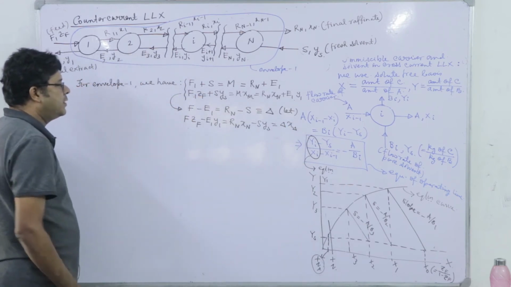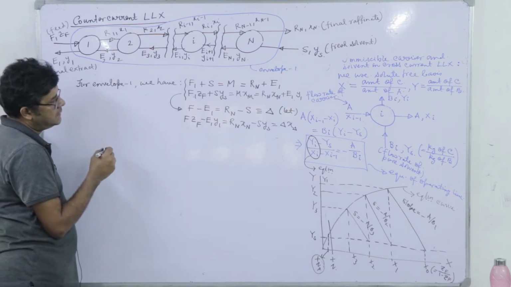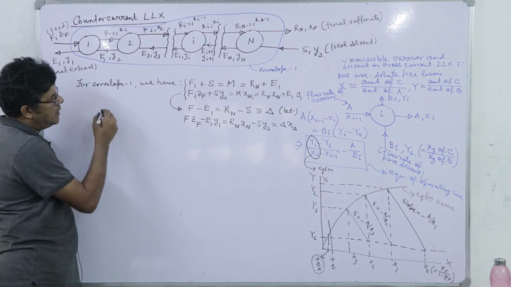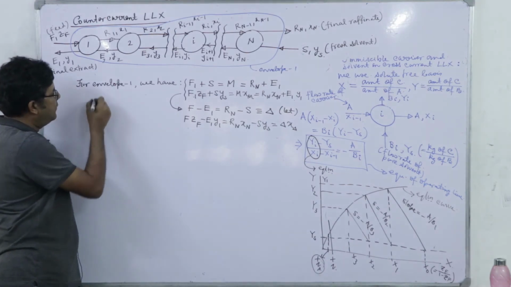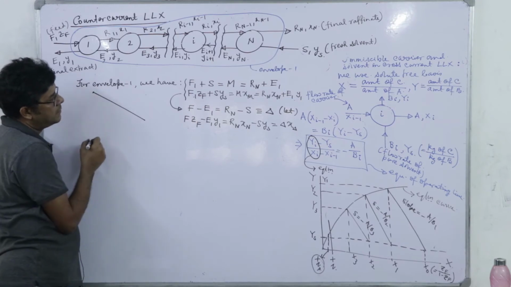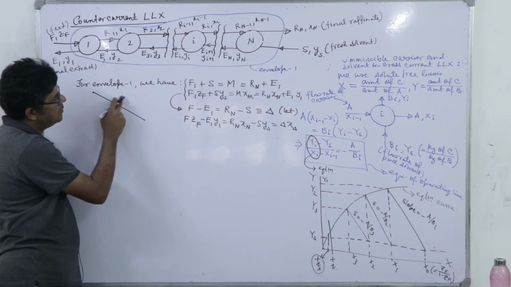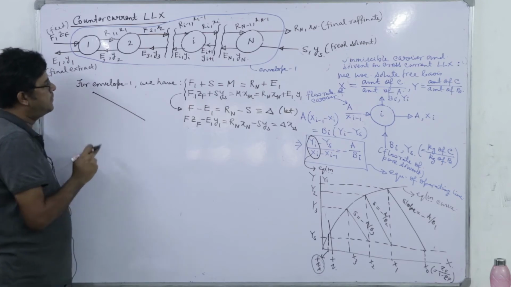Right. So, what does it mean? It means that we have 2 points, E1 minus F, E1 and F.